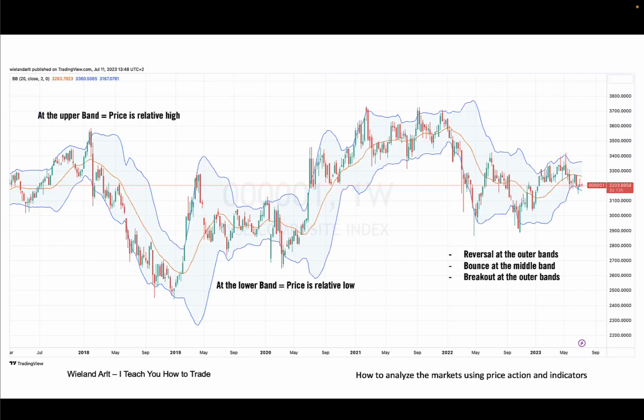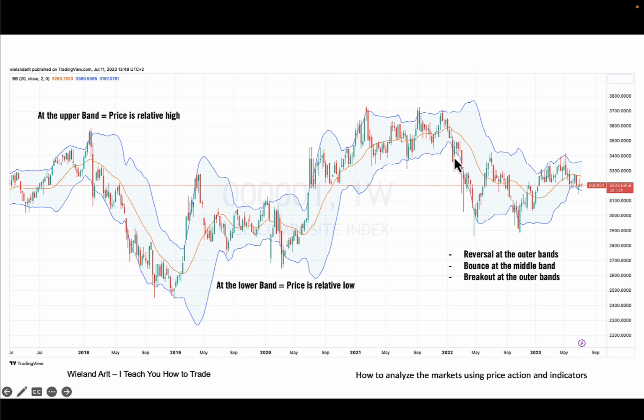So let's talk about Bollinger Bands. And I really love the Bollinger Bands for a simple reason. They give me all the information I need in order to make a trading decision. So basically what you can read here is if the prices are at the upper band, they are relatively high. And if the prices are at the lower band, they are relatively low, which means it's very likely to have a reversal coming up at the outer bands, like here, look.